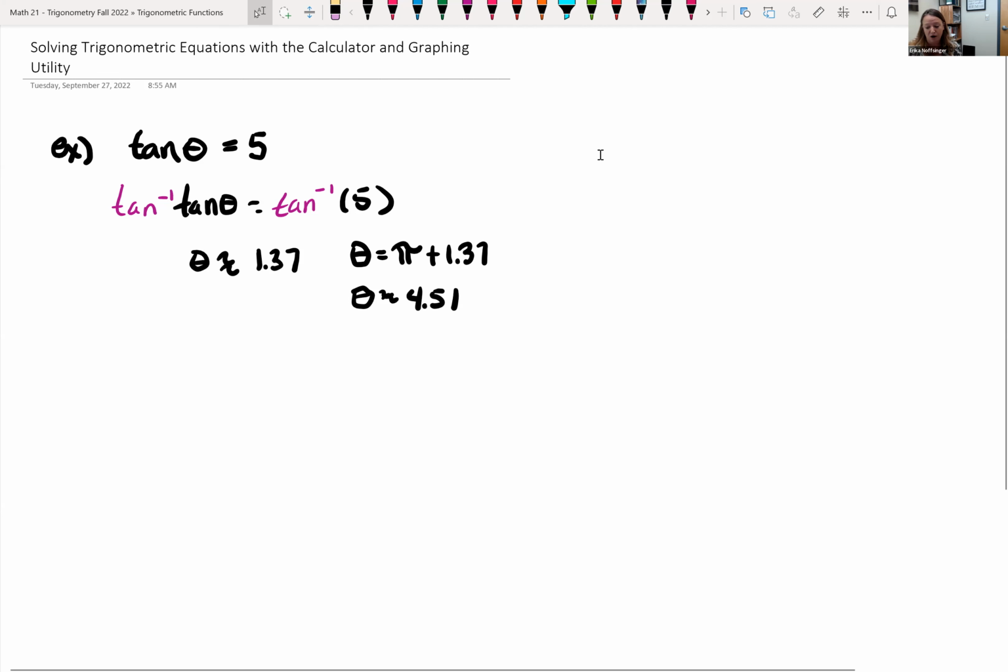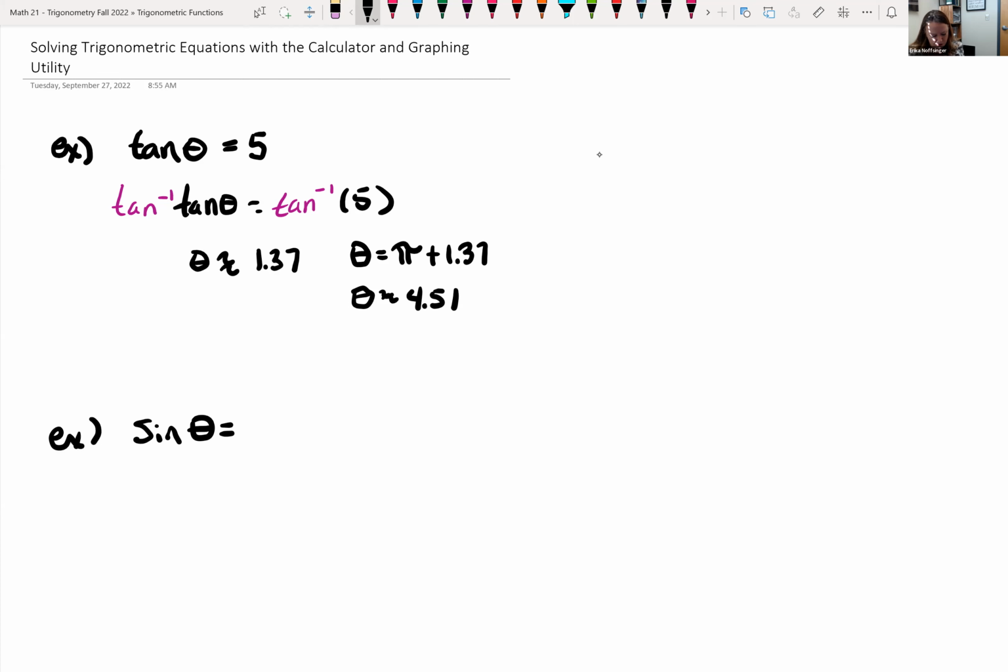So let me look at one more using that calculator. Let's say we had here sine theta is equal to negative 0.2. Again, we are going to take the sine inverse of both sides. If we take sine inverse of sine theta, that's just going to give us theta is equal to sine inverse of negative 0.2.